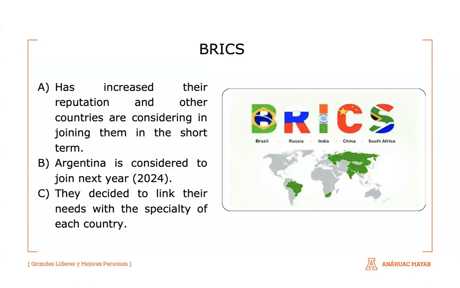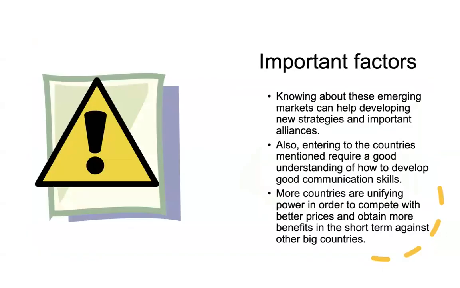So as you can see, this is very fruitful and an advantage that countries are using, and it's also being transmitted to the businesses inside those nations. So knowing about these important factors in emerging markets can help develop new strategies, and for the alliances, we have to keep good communication skills. Remember that negotiation and communicating with other cultures might be challenging, and that the power of why they're unifying is to have more power and better prices. They're having more benefits in the short term.